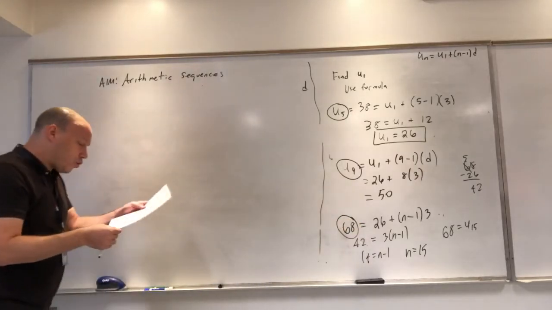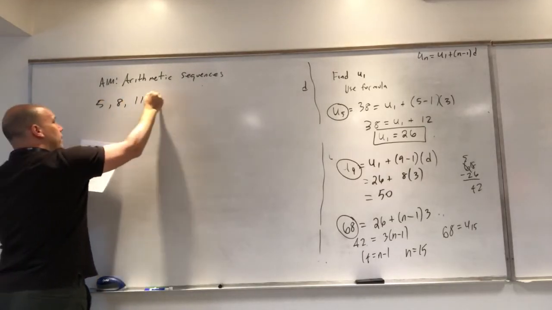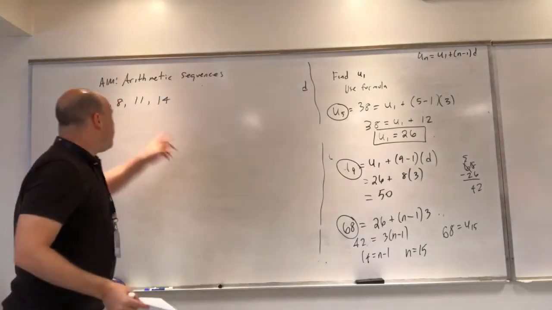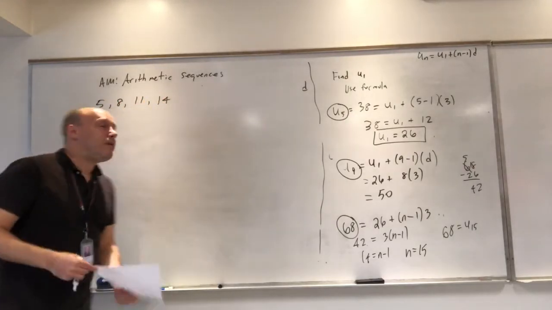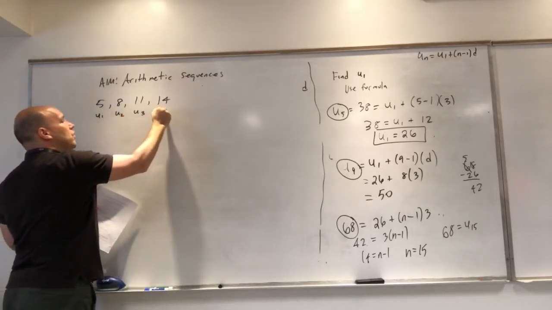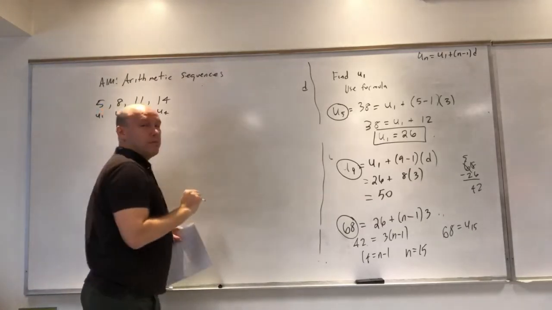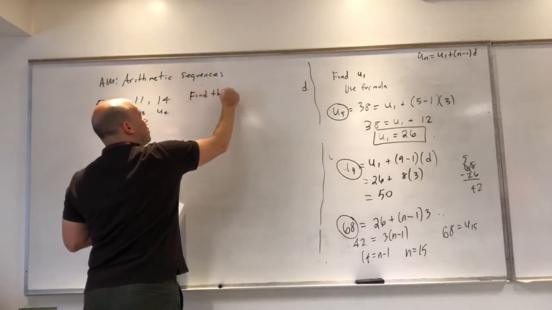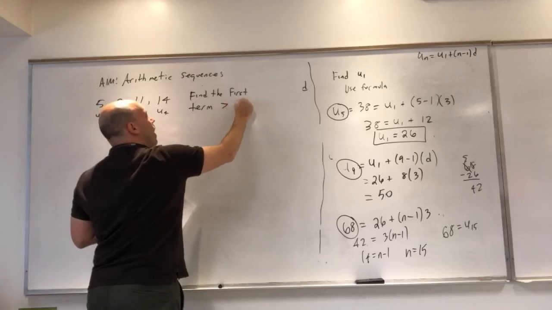Okay, the last question. I give you 5, 8, 11, 14. My question to you is, I know this is an arithmetic sequence, and you can see it's going up by 3s. So this is the first term, this is the second term, this is the third term, this is the fourth term. My question to you is, what is the first term that's above 100? Find the first term greater than 100.